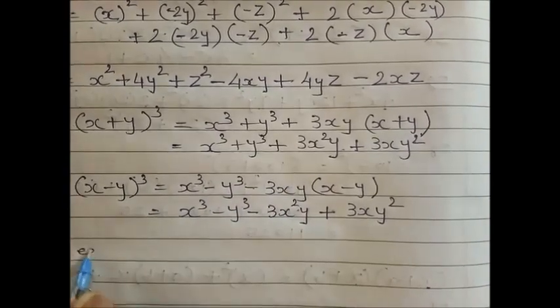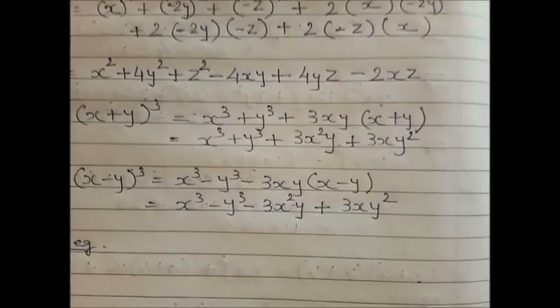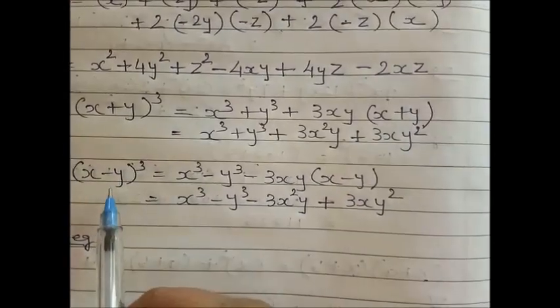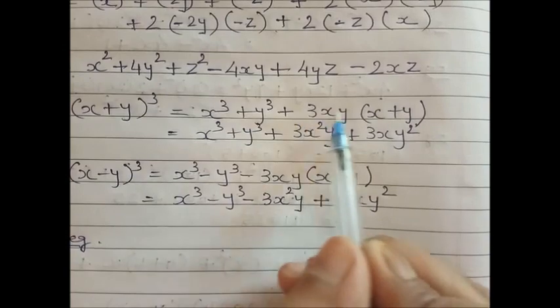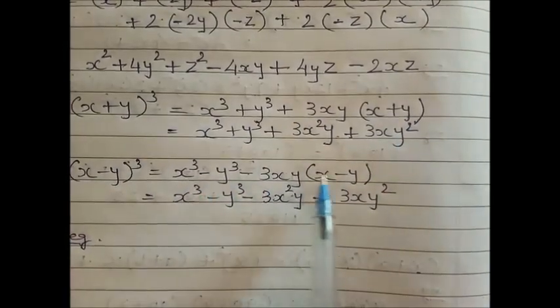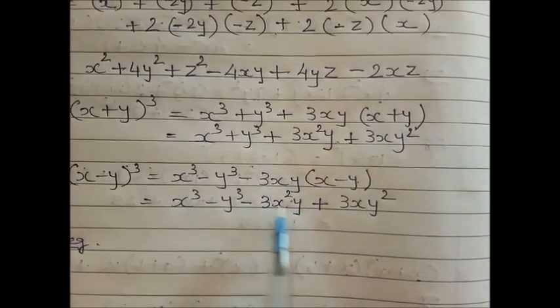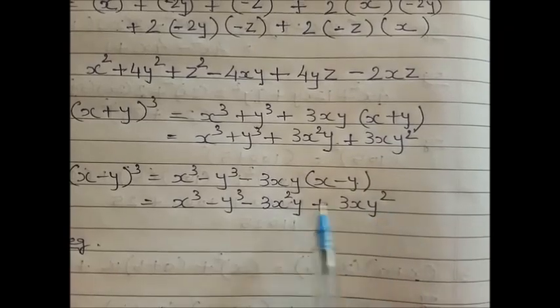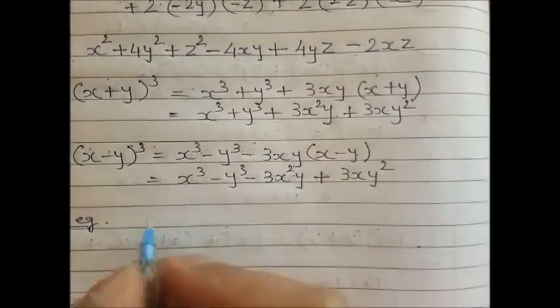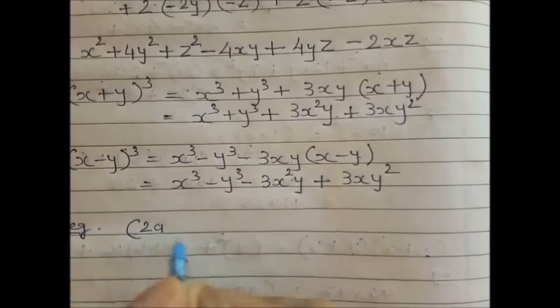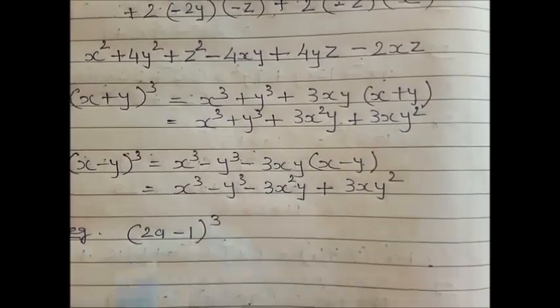Now let's take an example for the same. As you know that only the sign is different. See here, all the signs will be plus and here all the signs will be minus, right? Now in the next step only the y square term will be plus. Let's take one example, that is (2a minus 1) whole cube.